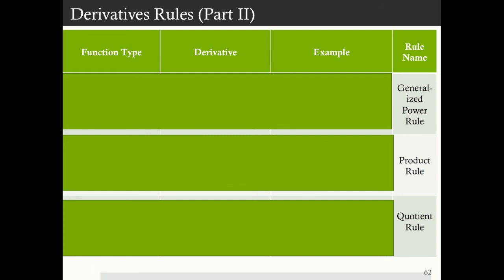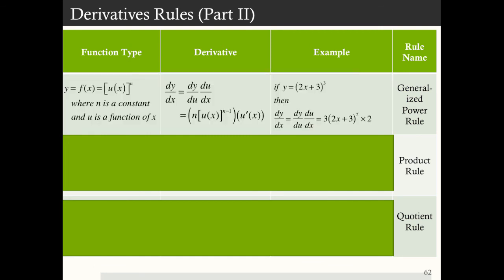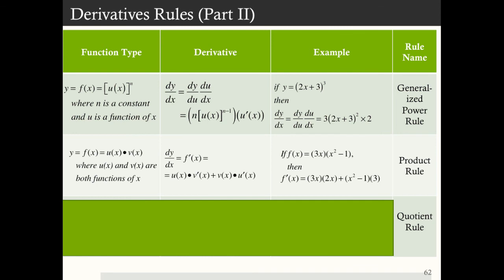All right, so we can summarize the last 3 derivative rules that we learned. The first one, the generalized power rule. Whenever you have a function of the form y equals f of x, which equals some function u of x to the n, where n is a constant and u is a function of x, then the derivative is n times that function to the n minus 1 times the derivative of that inner function.